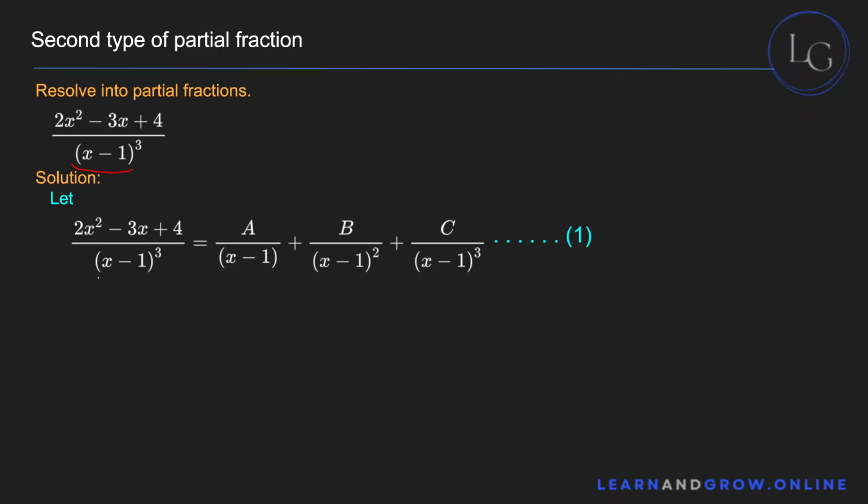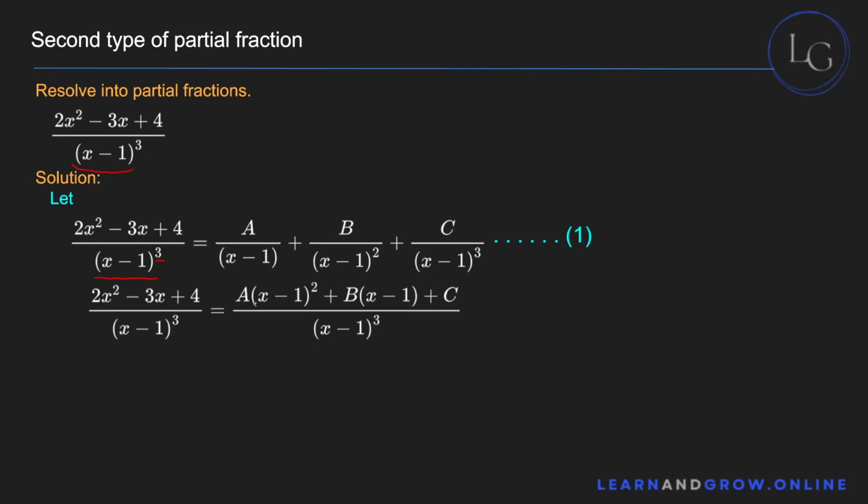So for example, this is (x minus 1) whole cube. So the first partial fraction will be A over (x minus 1) to the power 1. The second partial fraction will be B over (x minus 1) to the power 2. And the third fraction will be C over (x minus 1) whole to the power 3. And since that is the limit, this is where we'll stop. Now we have three partial fractions.